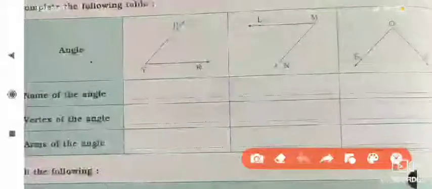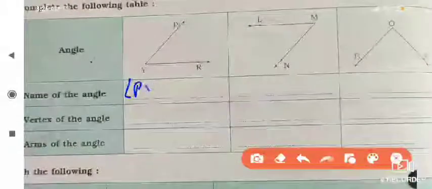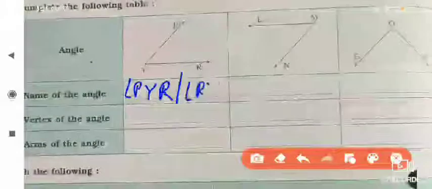So for this angle, how are we reading this? This is the sign of an angle, and I told you this is the center point. When the two arms of the angle intersect each other, that is the point we have to take in between. So how to read this angle? The name of the angle is PYR. Angle PYR. Or we can read it as angle RYP. We can read it both ways.